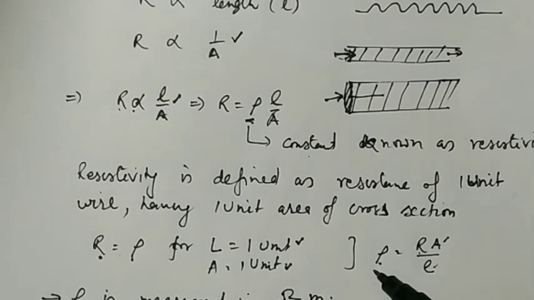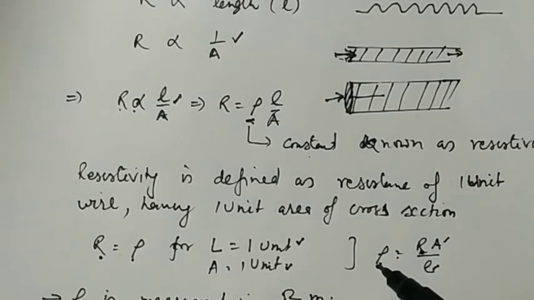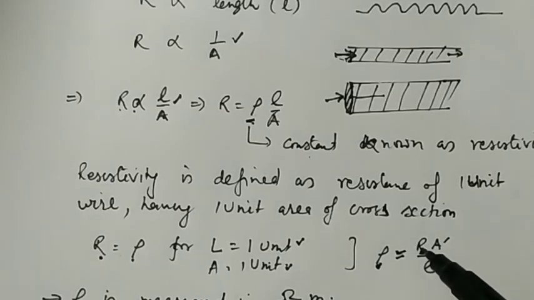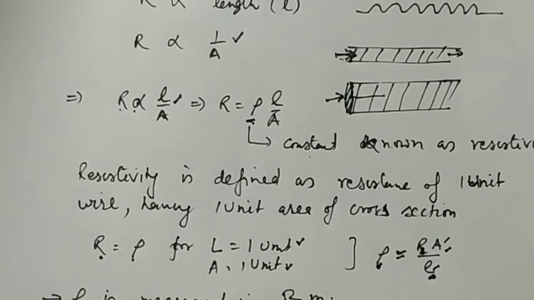See from here, rho is equal to RA by L. If A is 1 and L is 1, then rho will be equal to R. So resistivity or specific resistance is equal to the resistance of a 1 meter length wire having an area of cross section of 1 unit. This is how we define resistivity or specific resistance.